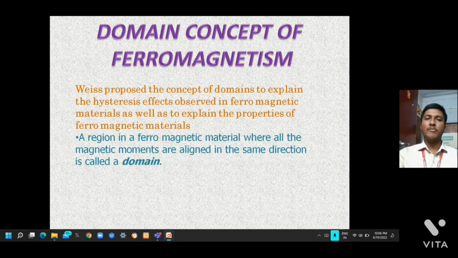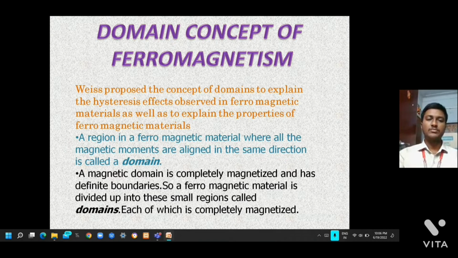The region in a ferromagnetic material where all the magnetic moments are aligned in the same direction is called a domain. So a domain is a region in the ferromagnetic material where the magnetic moments are aligned in the same direction. A magnetic domain is completely magnetized and has definite boundaries.